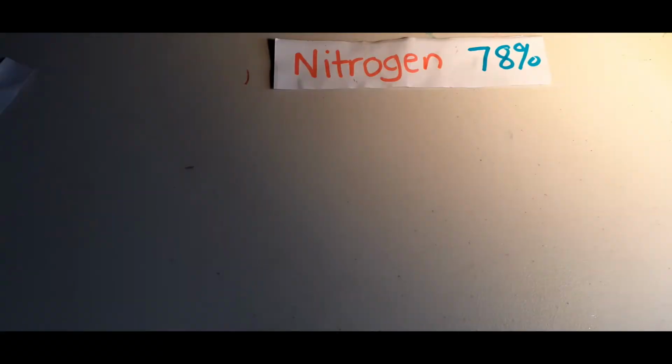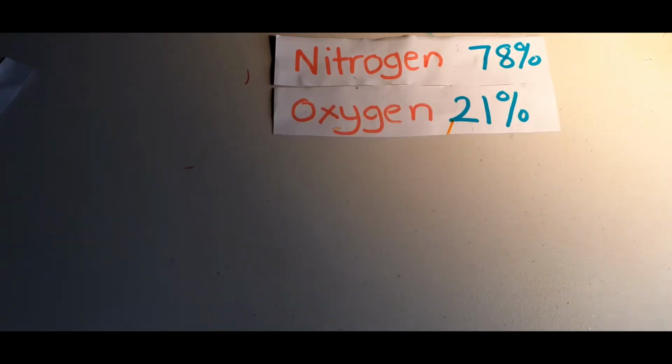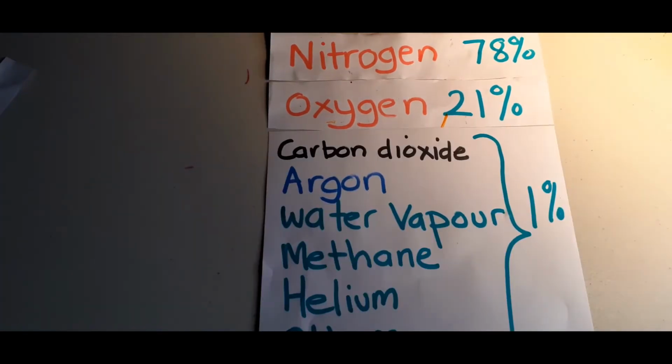As I'm outside, I'm surrounded by air. Air that is made up of nitrogen 78%, oxygen 21%. The remaining 1% is made up of carbon dioxide, argon, water vapor, methane, helium, and other substances such as dust particles.